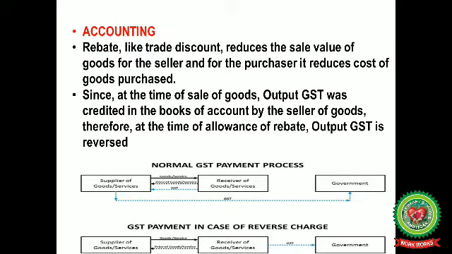Now, rebate, like trade discount, reduces the sale value of goods for the seller, and for the purchaser it reduces the cost of goods purchased. Since at the time of sale of goods, output GST was credited in the books of account by the seller of goods, therefore at the time of allowance of rebate, output GST is reversed. So there are some cases in which GST is given back. Suppose you buy the goods and here you are returning the same goods. When you are buying the goods, input GST is imposed, and if you are returning the goods, your GST will be reversed and output GST will be charged.